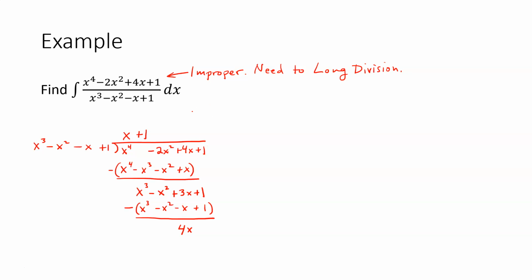Okay, so therefore here, let's look at what we have now. After performing the long division, our integral now will have this polynomial part x plus 1 plus the remainder, which was 4x, over the divisor, which was x cubed minus x squared minus x plus 1. Now that this is a proper rational function, we can continue with performing partial fractions on just this piece here.